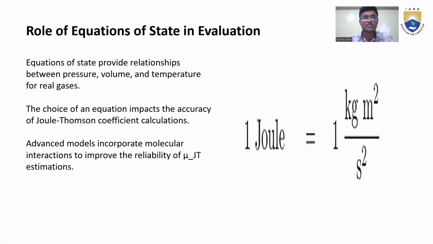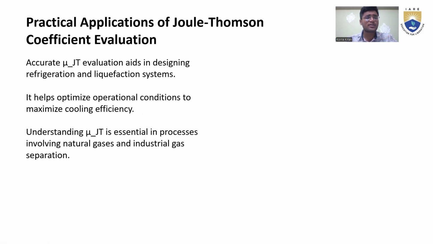And on the role of the equation of state in evaluation, we can observe that the equation of state provides the relationship between pressure, volume and temperature for real gas, and this forms the real gas equation. The choice of an equation impacts the accuracy of the Joule-Thomson coefficient calculation, that was the one thing. And here we can observe that 1 joule is equal to 1 kg meter square per second square, that we know. And here we can see practical applications of Joule-Thomson coefficient evaluation.